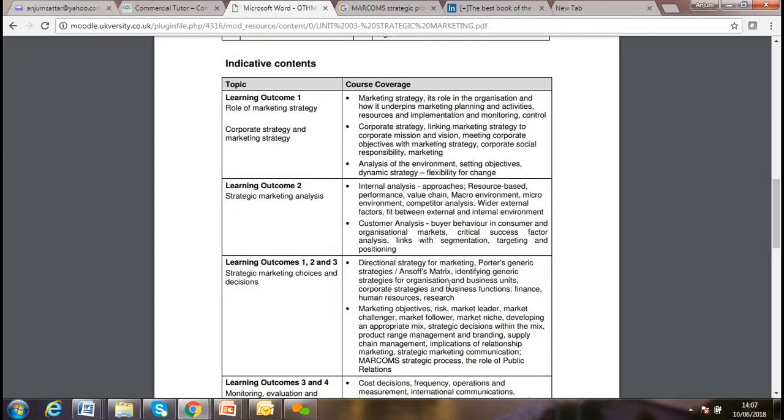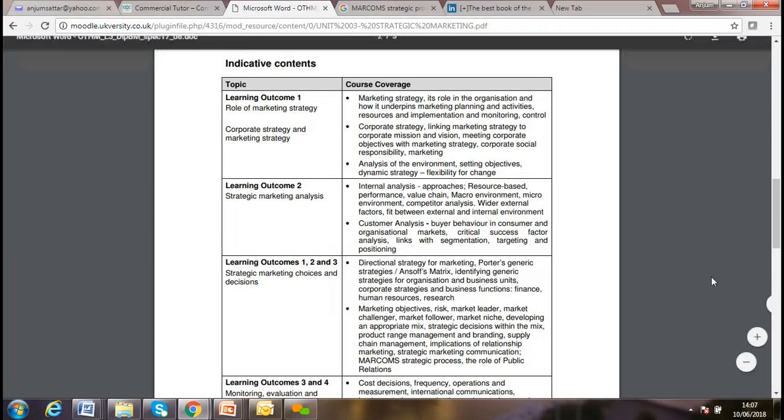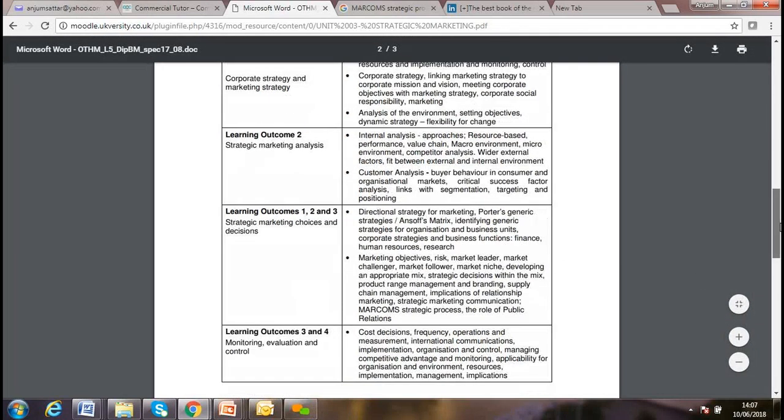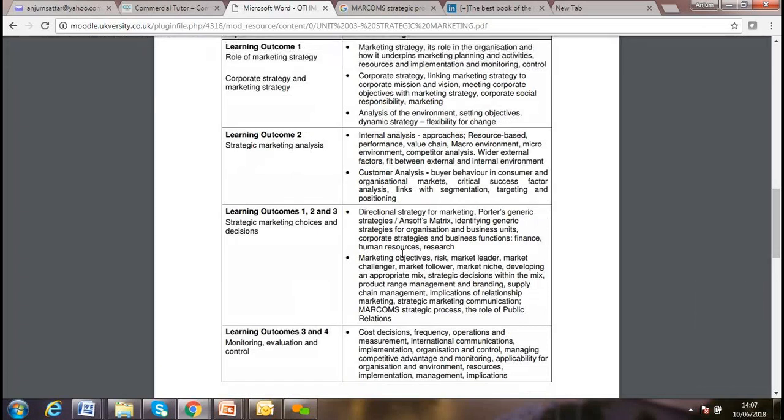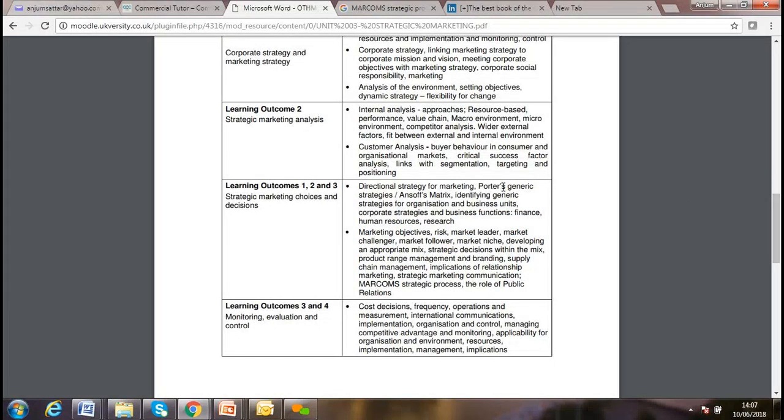And the business units, I'll explain what is meant by them, and the functional area, and we'll discuss marketing objective, risk, market leaders, challenger, follower, niche market, and we'll discuss marketing mix, branding. Our key focus will be on MARCOM, which is the marketing communication process, how we keep the relationship with clients, how we minimize our risk from a marketing point of view as an organization, that will help us to achieve our corporate objective as an organization.